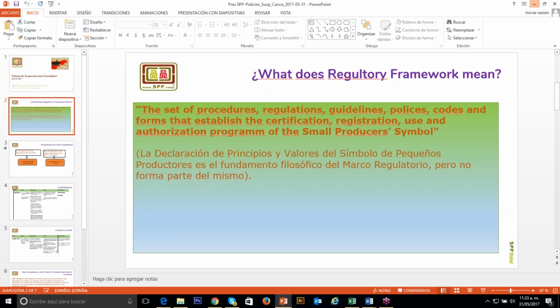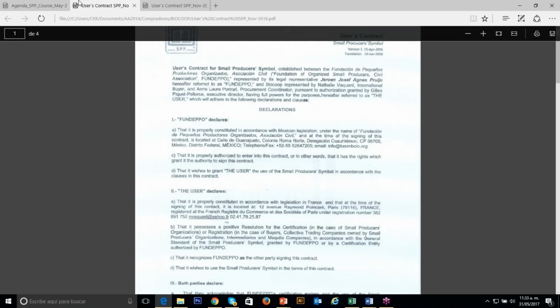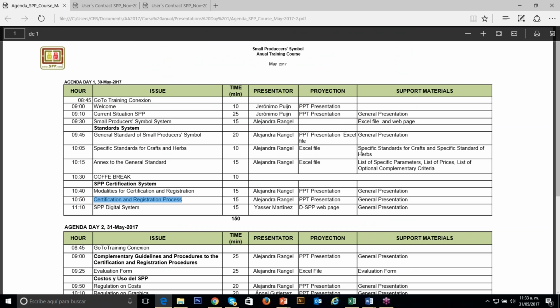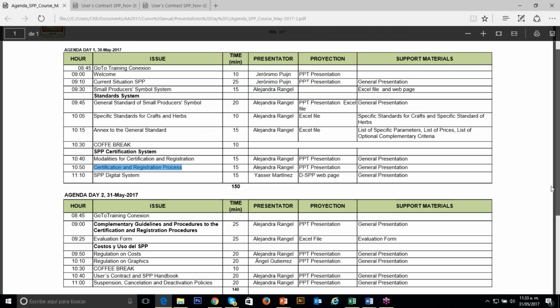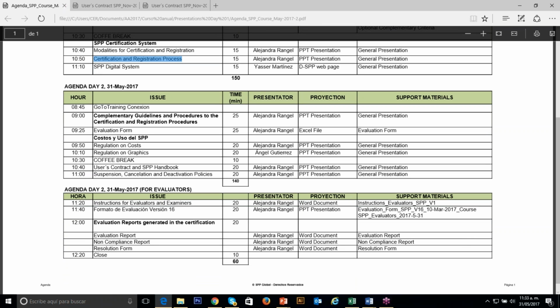And as you see, we have finished the agenda for the first and second day. Well, about this last topic, the suspension and cancellation, does anybody have a question or comment? Rusty, do you have a question? Yes, Rusty?